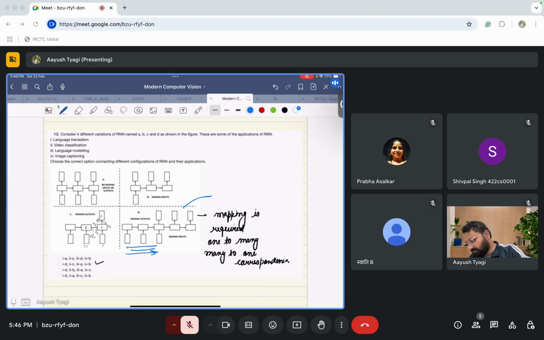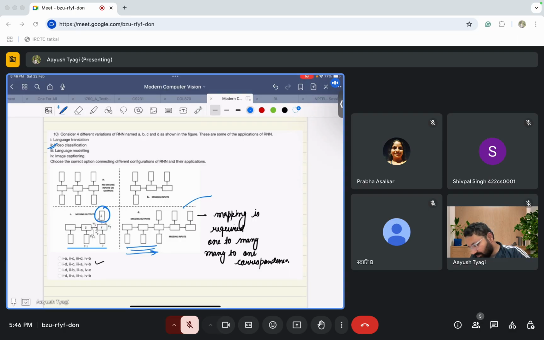For video classification, what it requires is that it needs to see certain frames, and you need to have one output, and that will be used by a fully connected layer to predict the output, right? So you see from t minus n to t frames, and then you see what kind of activity is happening in the video, so that you can do video classification.